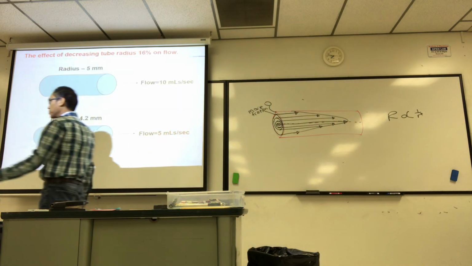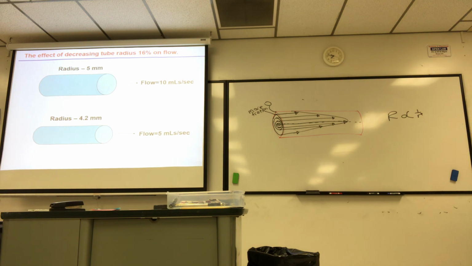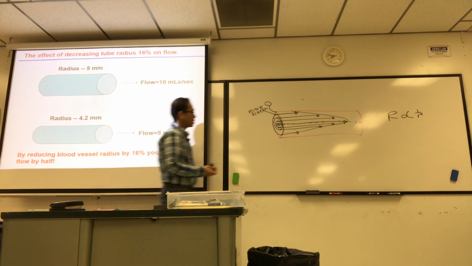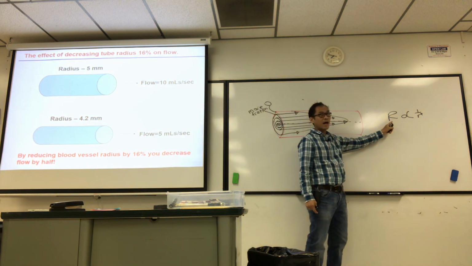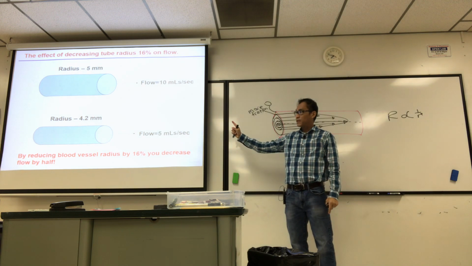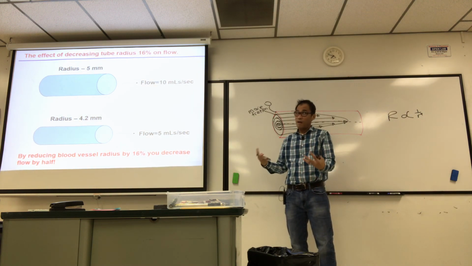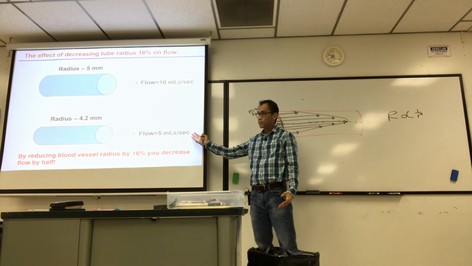So this is the typical thing I usually show students. It's straight from the physiology textbook. All other things being equal, just alter the radius a little bit, go from 5 to 4.2 millimeters, and you affect the flow by half. The flow rate, I should say. By reducing vessel radius by 16%, you decrease flow by half. So that's basically an example of that. You change radius a little, you affect resistance a lot. You've reduced it by half.